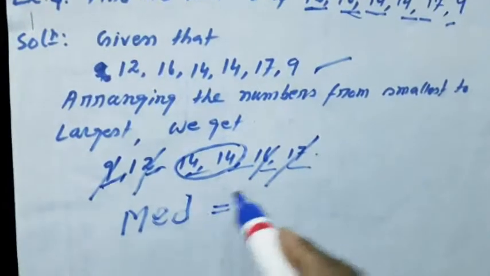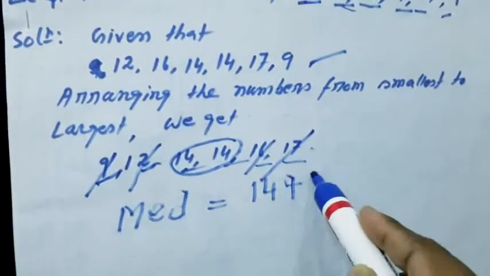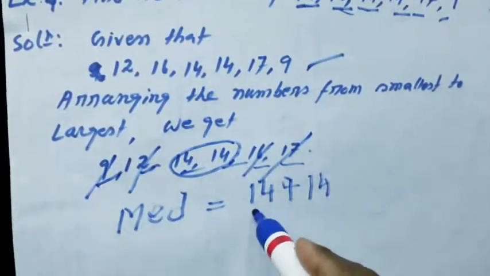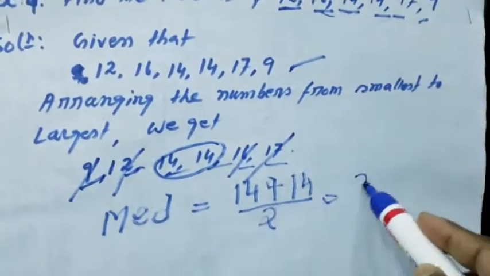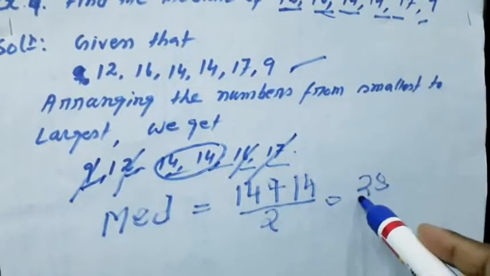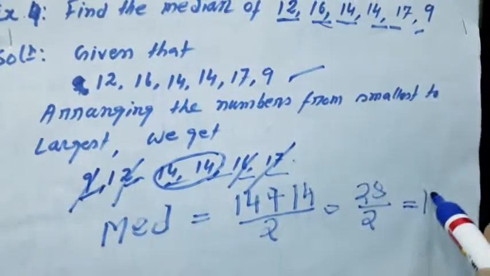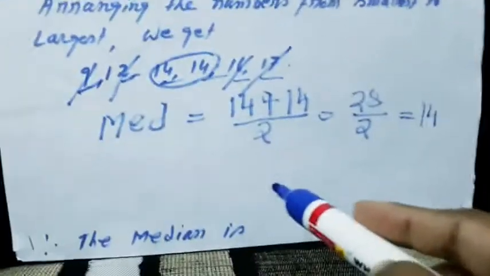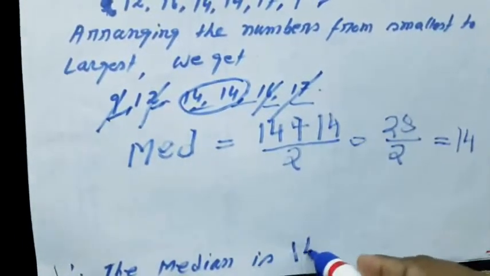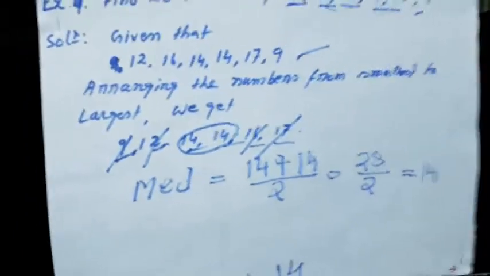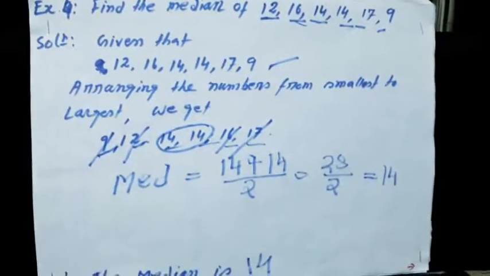Median will be 14 plus 14 by 2 equals 28 by 2 equals 14. Therefore, the median is 14. In this way, we can calculate the median of ungrouped data or discrete numbers.